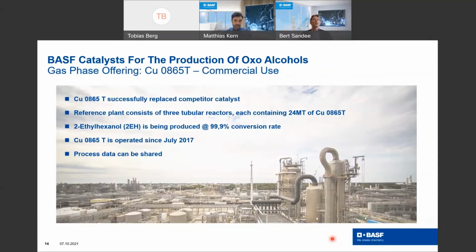But just to mention, this is operating quite well since the summer of 2017 at a 99.9% conversion rate of 2EH. The size of the reactor is three tubular reactors, each containing 24 metric tons of our product.